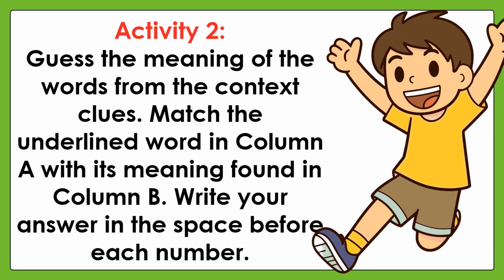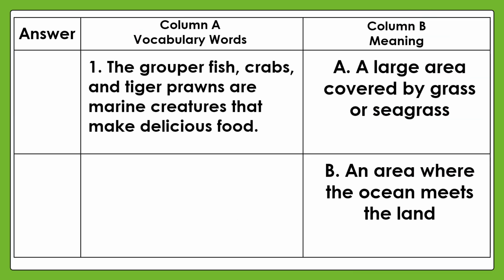Activity number 2. Guess the meaning of the words from the context clues. Match the underlined word in column A with its meaning found in column B. Write your answer in the space before each number. Number 1. The grouper fish, crabs, and tiger prawns are marine creatures that make delicious food.